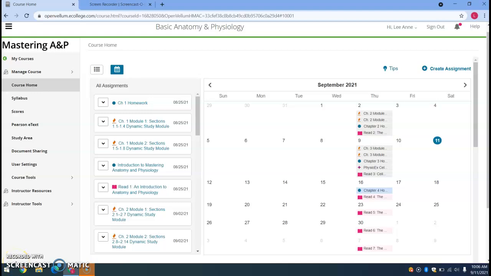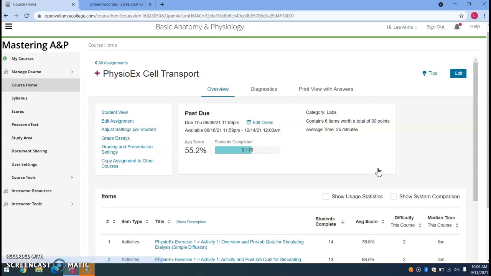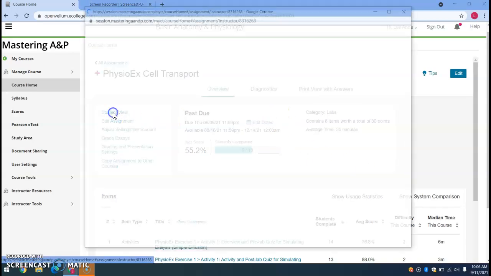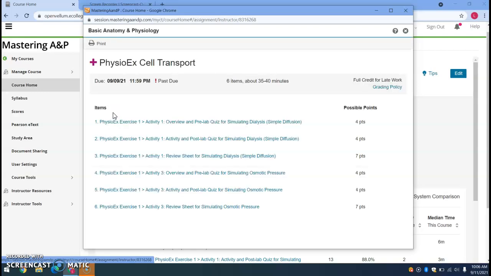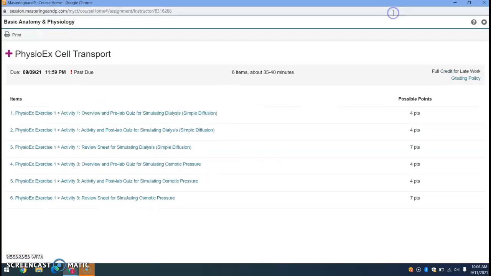Hi, everyone. I had told some of you that I was going to go through the PhysioEx cell transport lab. I guess I need to go into student view. Now that you guys have completed it, you're going to have several more of these types of labs within the PhysioEx program, so I think it's important that I at least pick one.